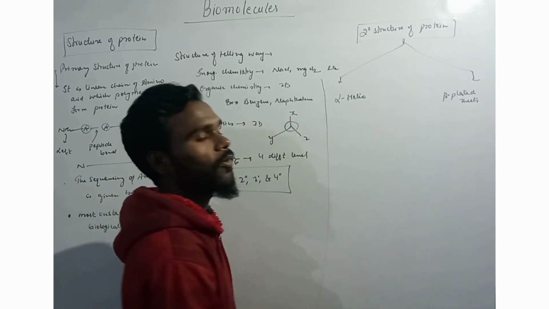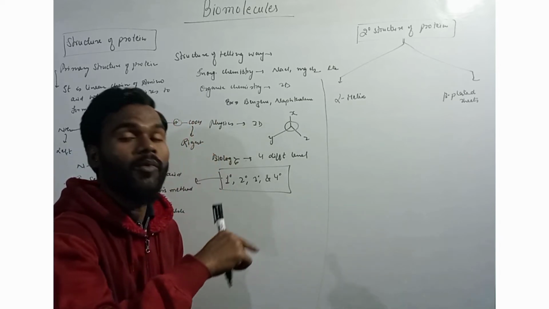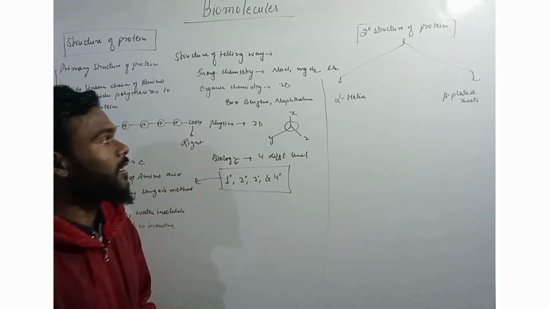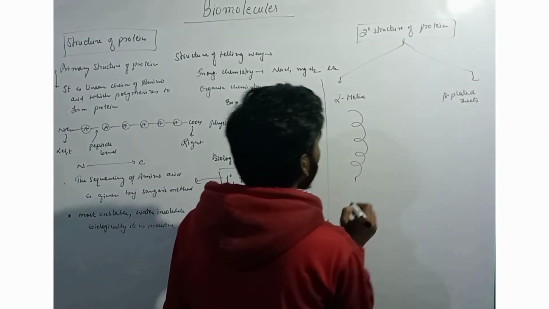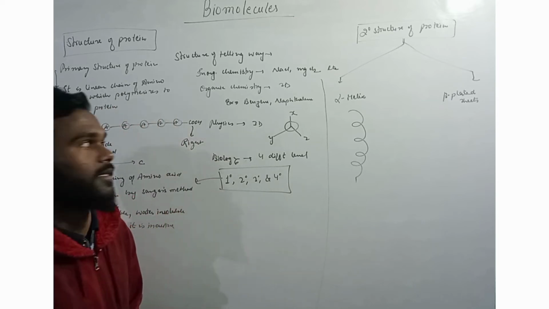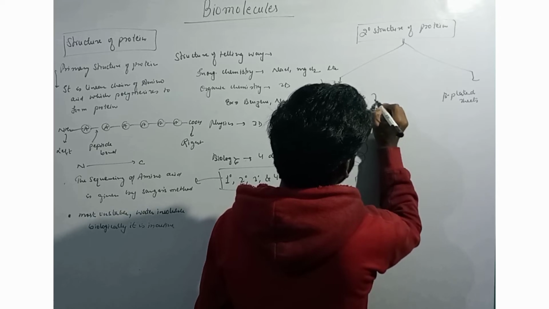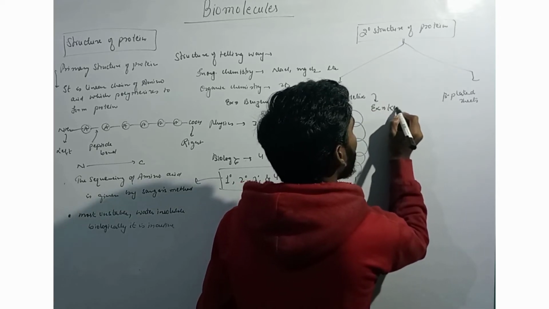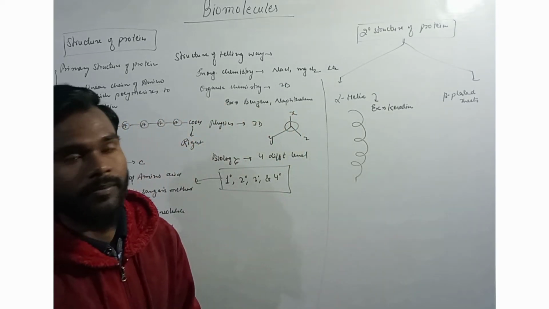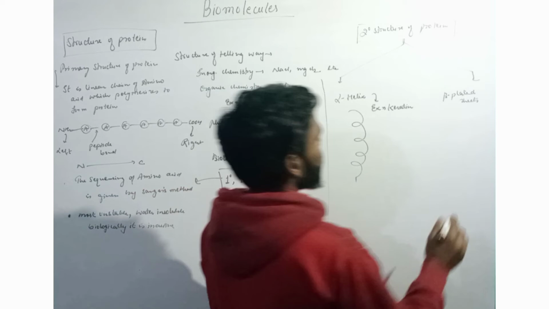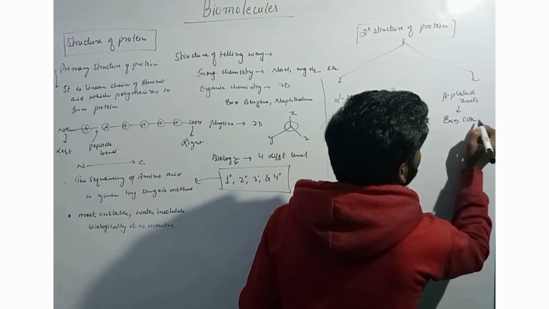Beta pleated sheets. When the primary structure, which is present linearly, coils upon itself and folds just like a helix, this structure is called an alpha helix. For example, that is found in keratin. But when talking about beta pleated sheets, for example, that is silk fiber.